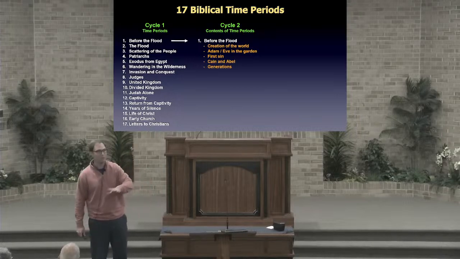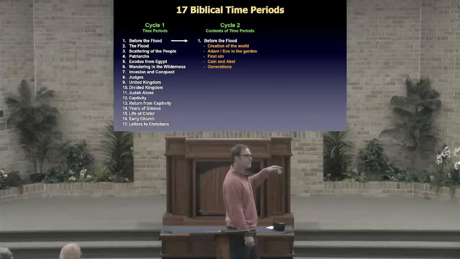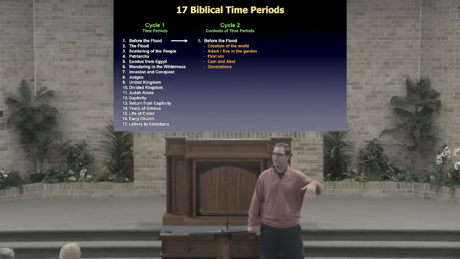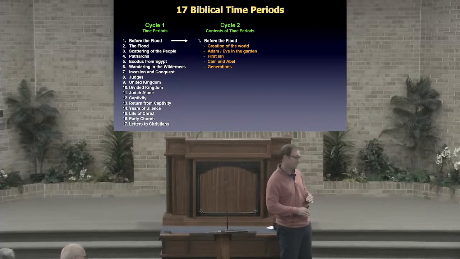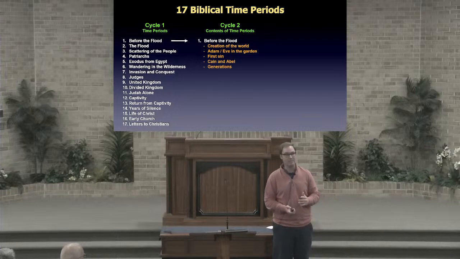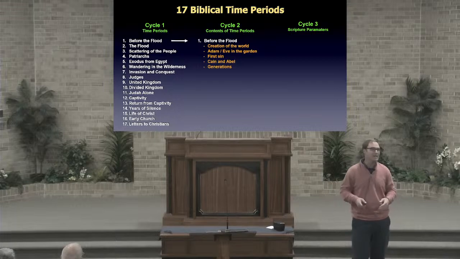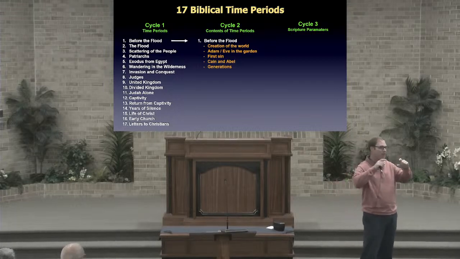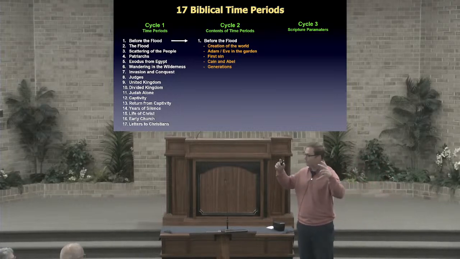Going from cycle 2 to cycle 3 is quite easy, but the new content is in orange. Cycle 2 takes each of the 17 periods and breaks it down into smaller sections. This is kind of tough. There's a lot to memorize with this. But then this leads us into cycle 3, and all you're doing in cycle 3 is taking each of those time periods from cycle 2, and you're adding scriptural parameters to them.